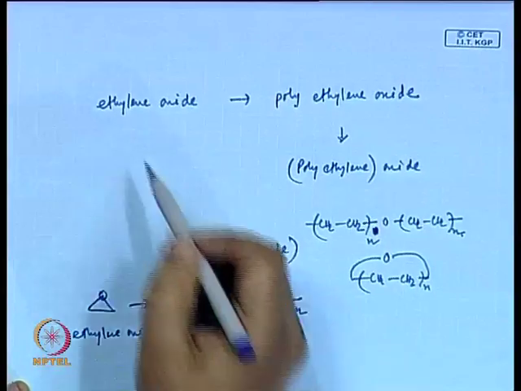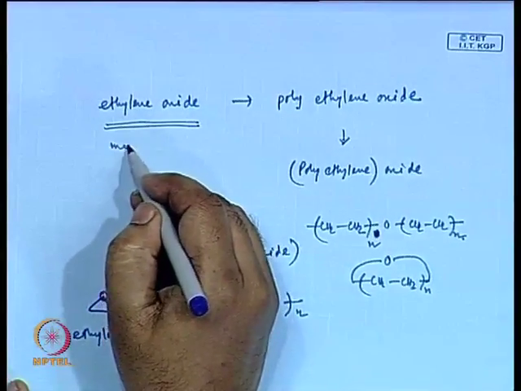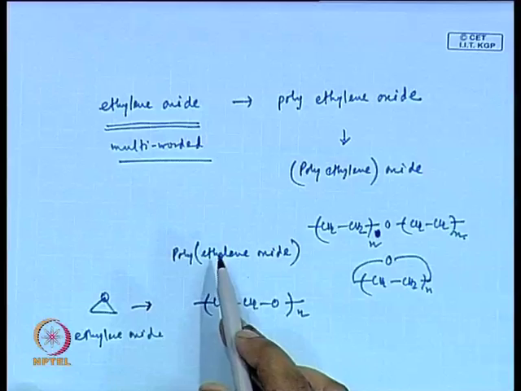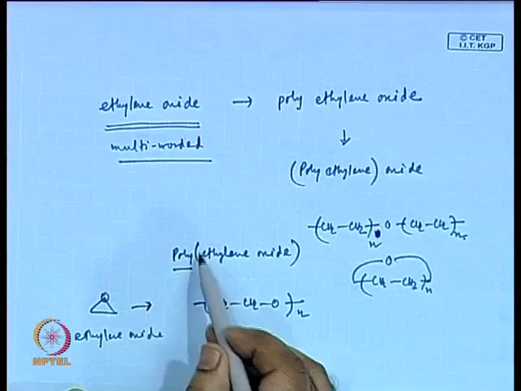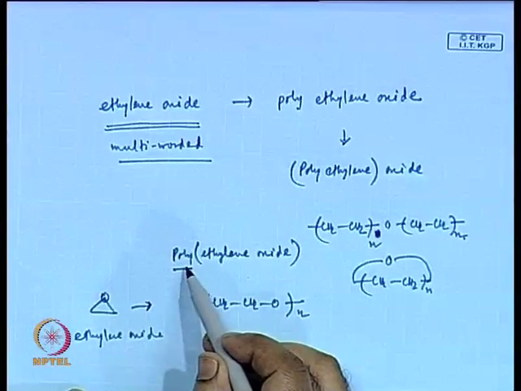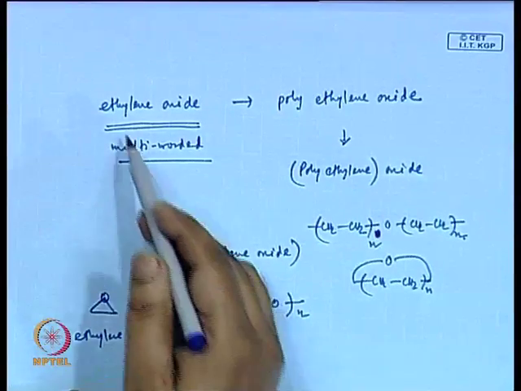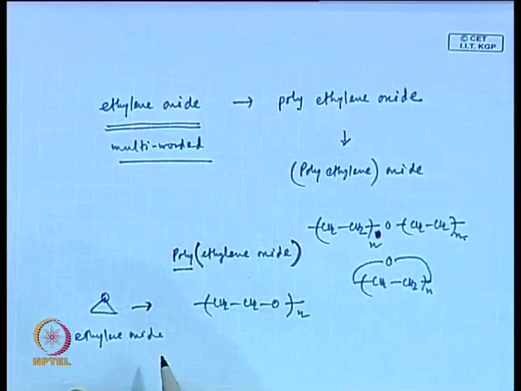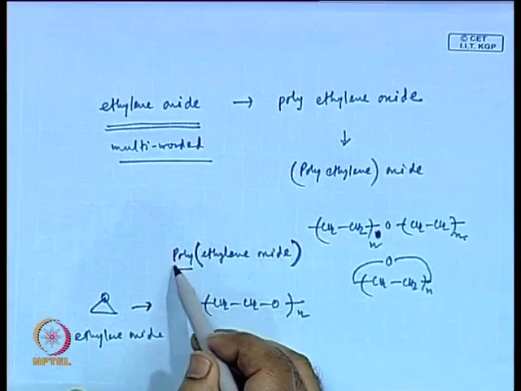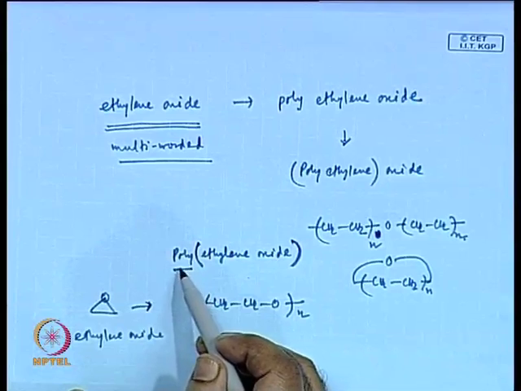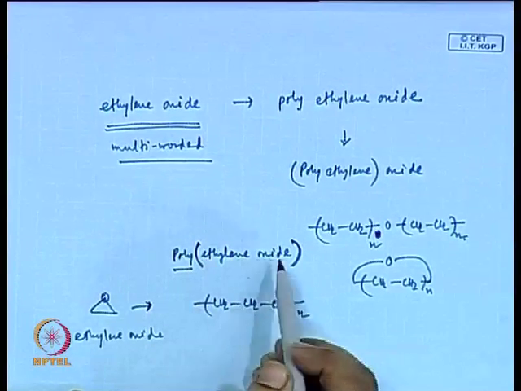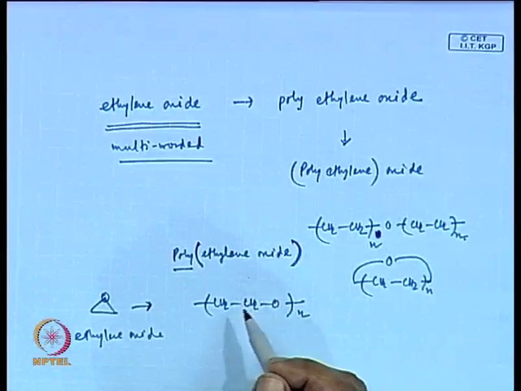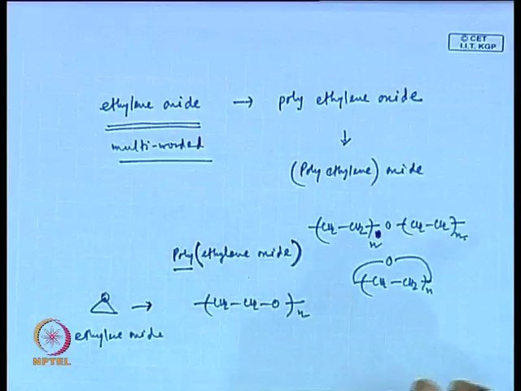So, if you have a multi-worded monomer, then you must put a bracket before prefixing the term poly. So, in this case ethylene oxide, you must put the monomer inside the bracket and then prefix the term poly. Otherwise, if you do not put a bracket, it might give you confusion about which structure it finally is.